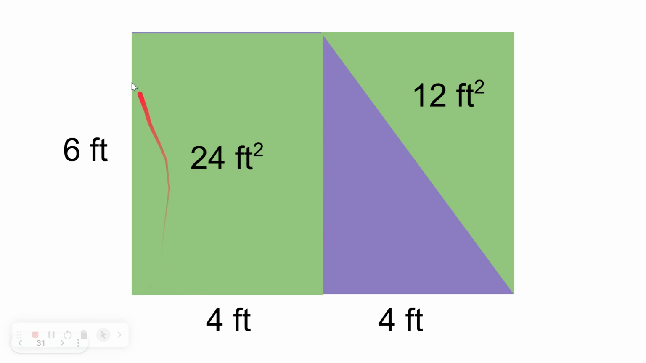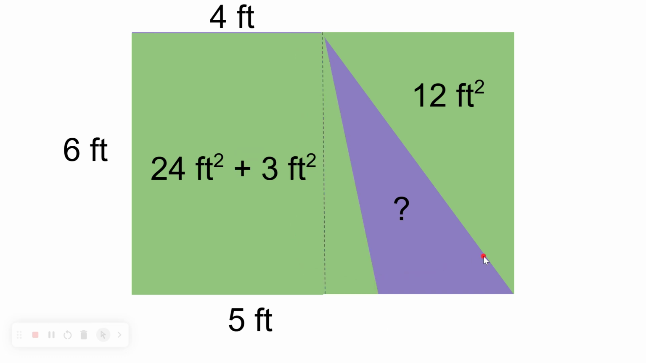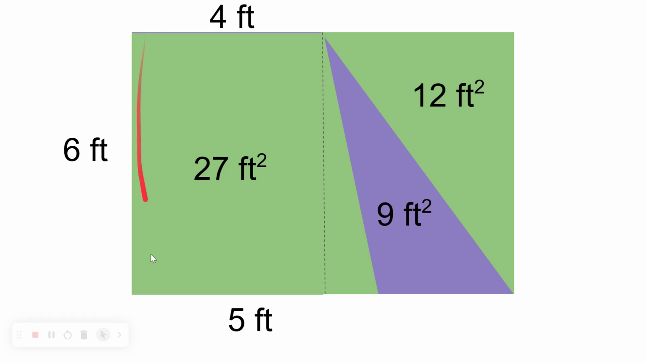I have 24 square feet here by having this height line right in the middle, and 12 square feet here. Again, the base is 4 here, the base is 4 here. Watch what I do here. This purple triangle is 12 square feet. I'm going to add an extra 3 square feet right here by adding this little triangle to this rectangle, making a new shape. If you recall, this is a trapezoid with an area of 27. Now the area I want to focus on is this purple area, which is 9 square feet.